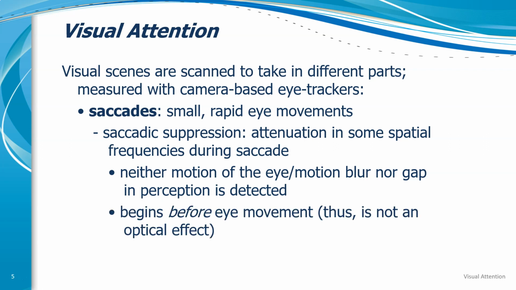Very clever experiments have told us that this suppression begins right before your eye starts to move. So your eye is getting prepared to move, and at some level in your visual system, this suppression starts. It is nothing to do with your eyeball getting deformed or the lens of your eye or anything. That's what I mean by it's not an optical effect.